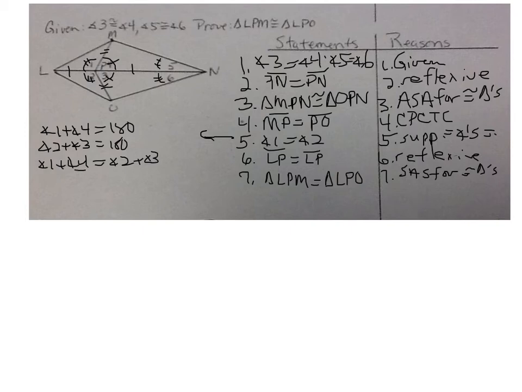Then we could use a subtraction property of equality to subtract angle 3 and angle 4 from both sides and end up with angle 1 is equal to angle 2. And so that would be, again, doable. So if you forget that theorem, it's not the end of the world. You can always go ahead and prove it anyway. And that's it.